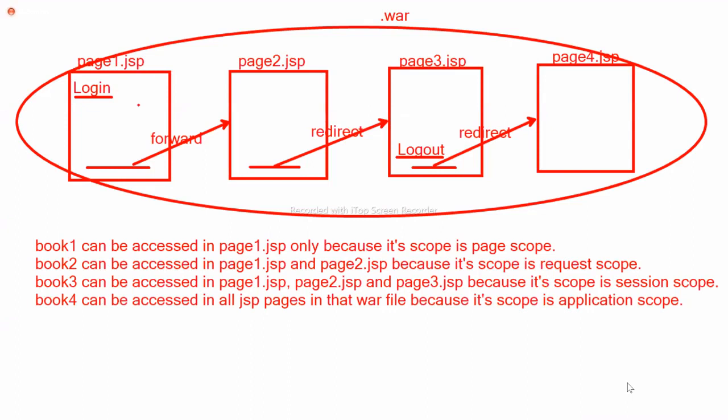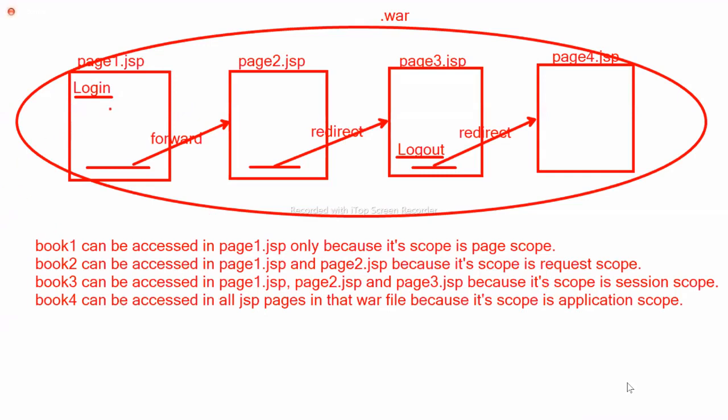In page 1, we can access all books. Page 2, 3 books. What are those? Book 2, book 3, book 4. In page 3, 2 books. What are those? Book 3, book 4. In page 4, 1 book. Which book? Book 4. Like that.